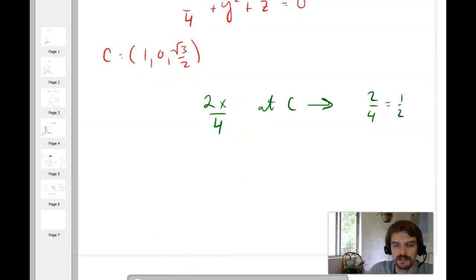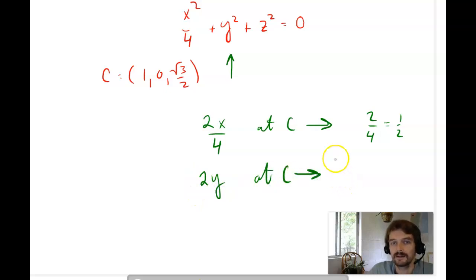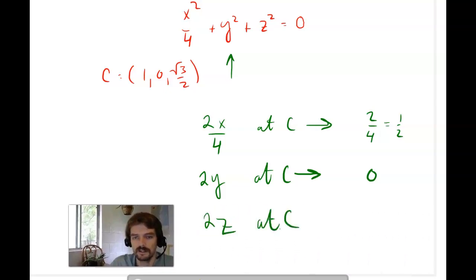Likewise, if I want to think about the direction of y, how does y change at this point? Hold everything else constant, I'll get 2y. At C, that's 0. And then for z, if we hold everything else constant, we get 2z. But at that point C, this gives us a value of root 3.